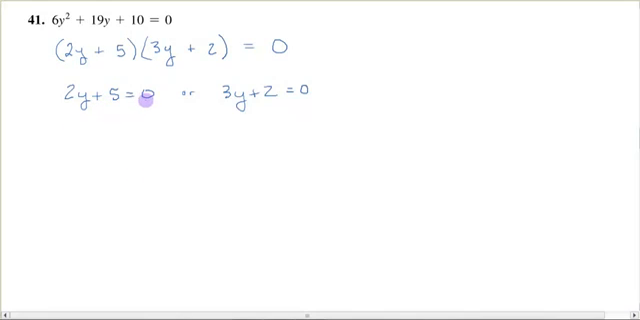So I'm going to subtract 5 from both sides here. I get 2y equals negative 5, and divide by 2. y is negative 5/2. I'm going to subtract 2 here, and get 3y is negative 2, and then divide both sides by 3, get y equals negative 2/3.